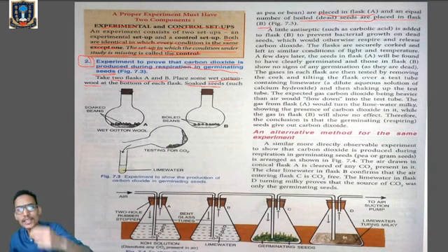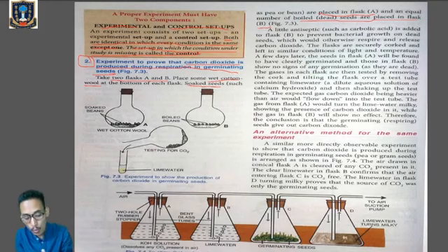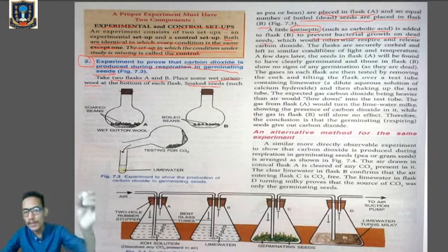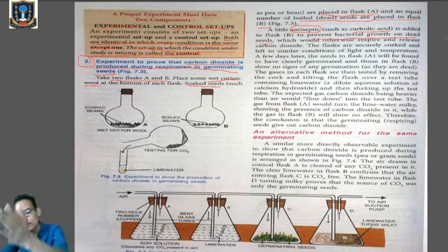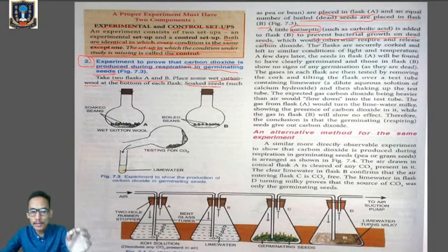Now, since we are using the dead seeds or the boiled seeds, in order to prevent the growth of bacteria, we also need an antiseptic. And what is the example of antiseptic? Carbolic acid. Function: to prevent the bacterial growth on the dead seeds. Clear? Because you know that if bacteria are present, then they will show respiration and carbon dioxide will be produced, which will hamper the experimental results. So in order to prevent the growth of bacteria on the dead seeds, we are using carbolic acid.